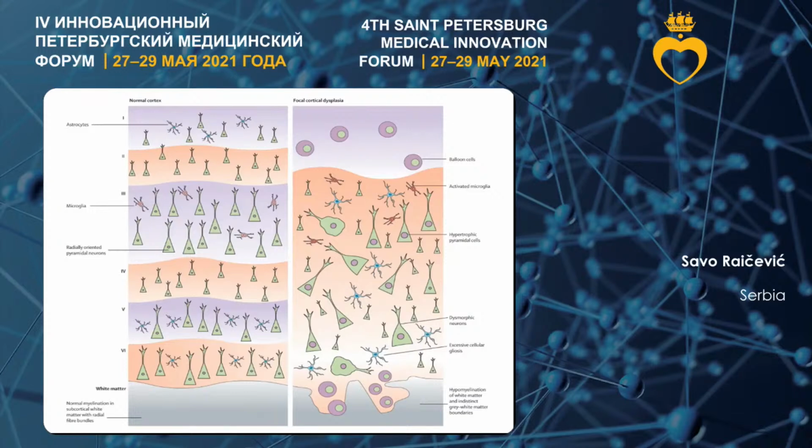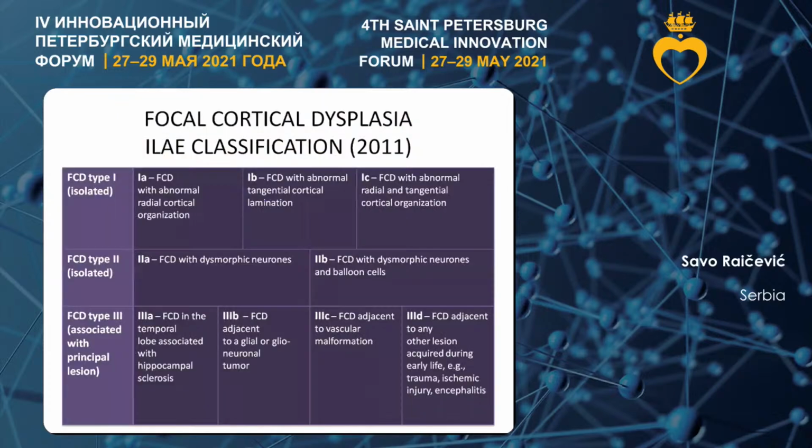In a case of FCD, on the right, the cortex lacks the normal laminar organization. It is always disorganized, and the white matter to cortex boundary is blurred. In some cases, there are also cytological abnormalities in the form of dysmorphic neurons and balloon cells. This dysplastic cortex always shows some degree of reactive astrogliosis, so we can see reactive astrocytes.